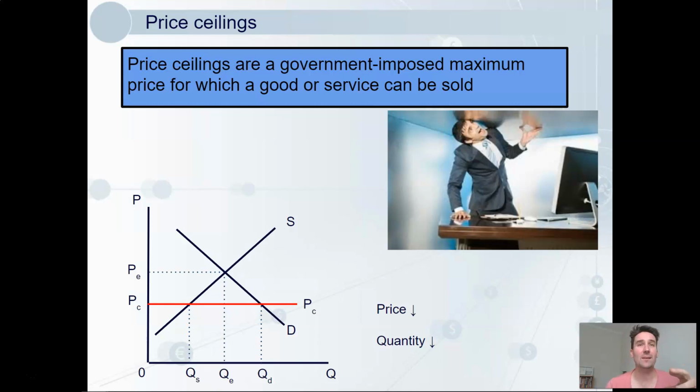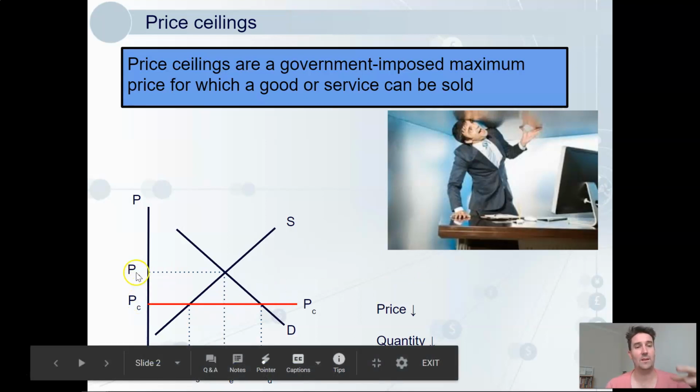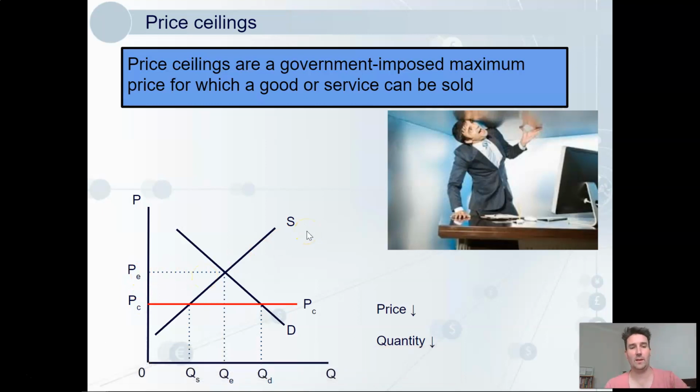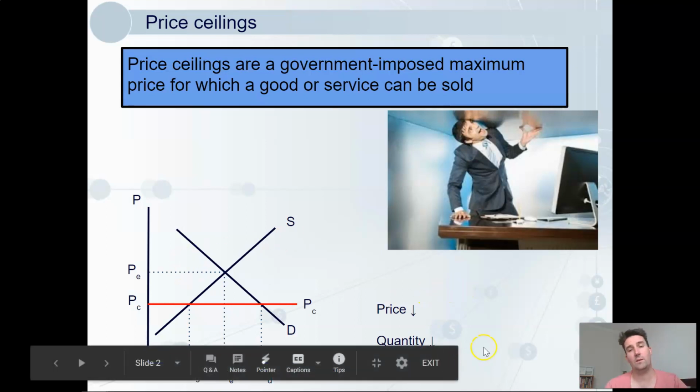From a free market, we can clearly see that the price is lower. PC is lower than PE. What about quantity? We've got two levels here, and we can see them: QD and QS. Here, QS is the one that really matters because it's how much of the product will actually get made. This is how much is actually available for consumers to purchase. Since QS is less than QE in a free market, the quantity available has decreased. So price and quantity decreased.